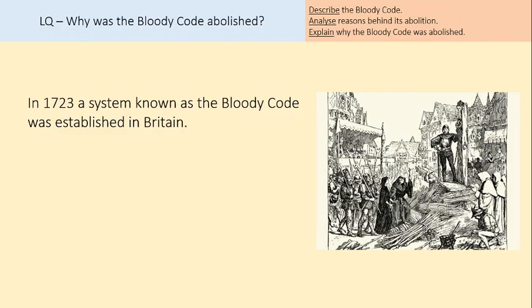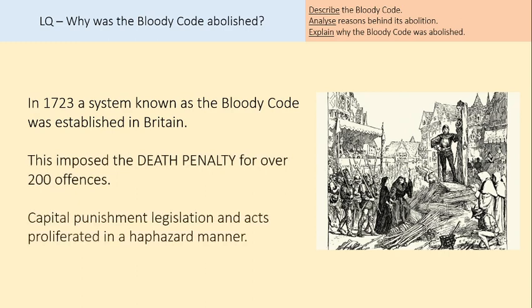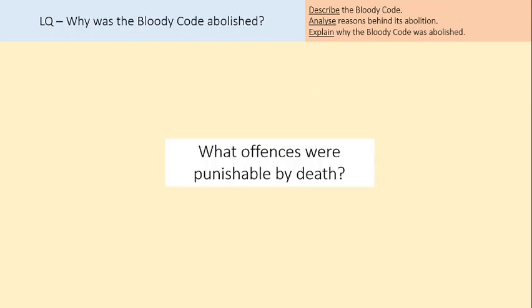In 1723, a system known as the Bloody Code was established in Britain. This imposed the death penalty for over 200 offences. Capital punishment legislation and acts proliferated in a haphazard manner. More and more acts put forward capital punishment. More and more different crimes were given the death penalty throughout the years. So, what kind of offences were actually punishable by death according to the Bloody Code?